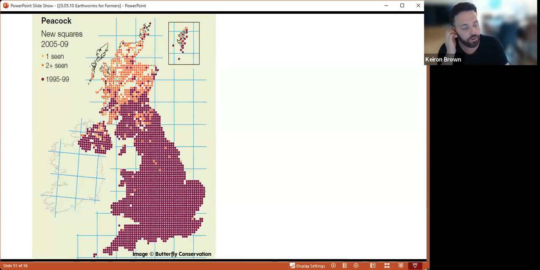So this is a map of all of the peacock butterfly records up to 2009, produced by Butterfly Conservation. And it shows the 1995 to 99 time period and the 2005 to 2009 time period, where you've got new records. So we've got enough information there to see that the peacock butterfly is increasing its range.